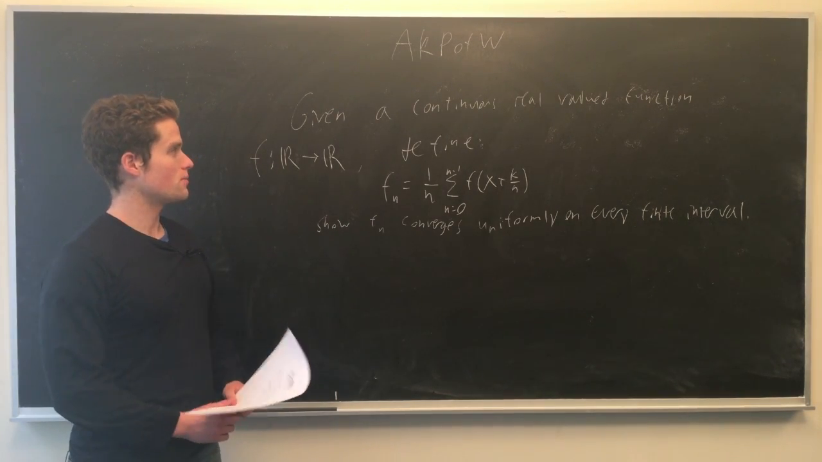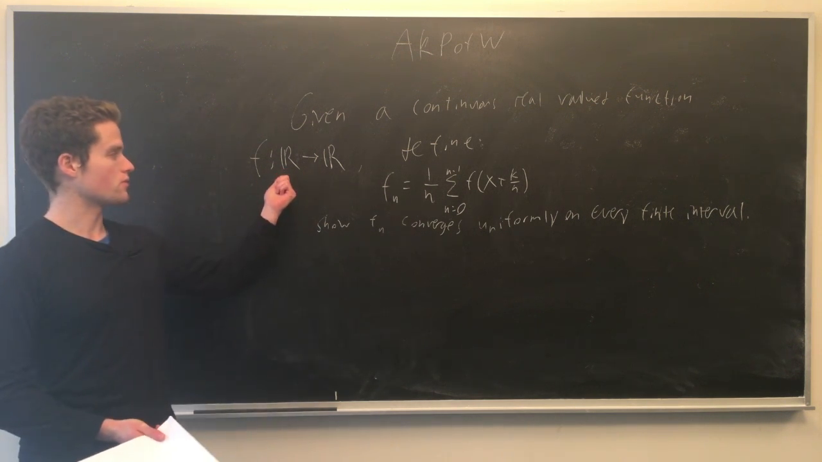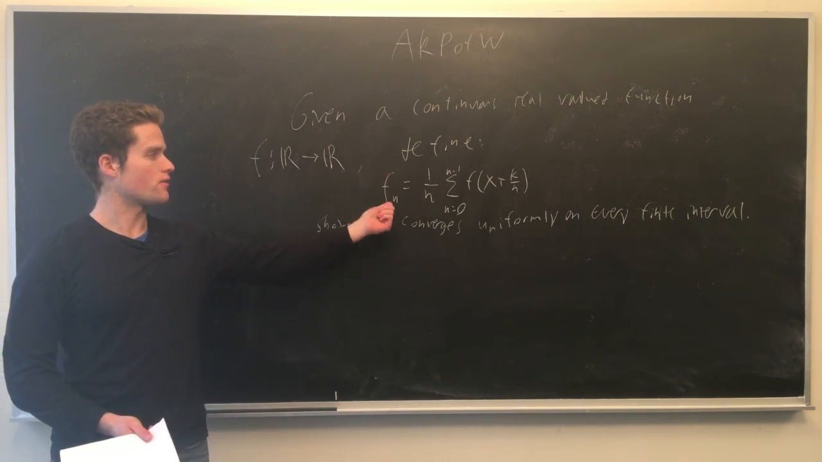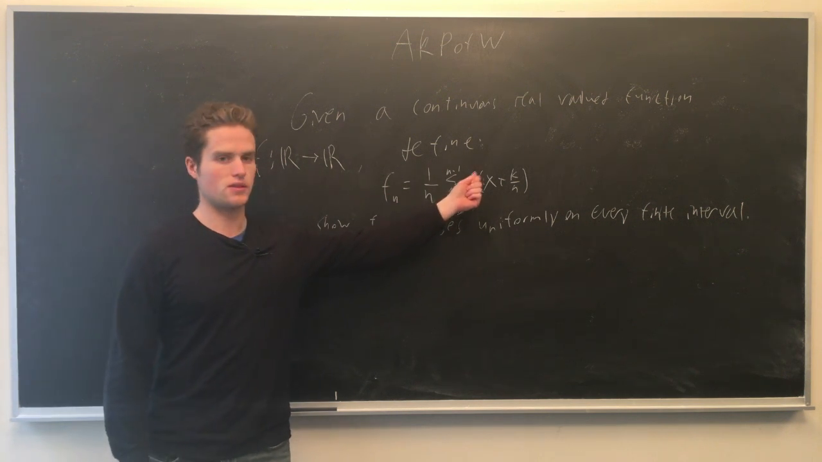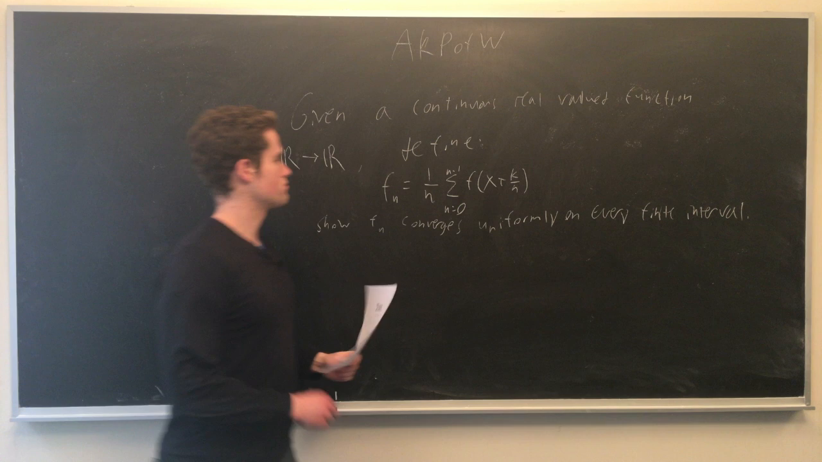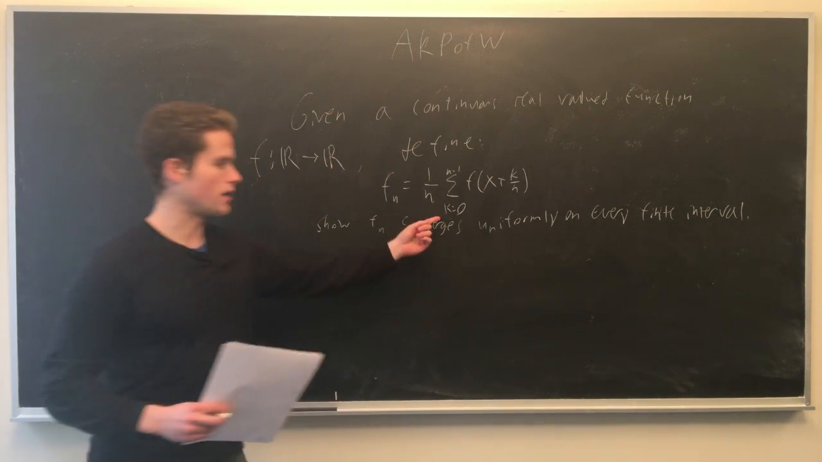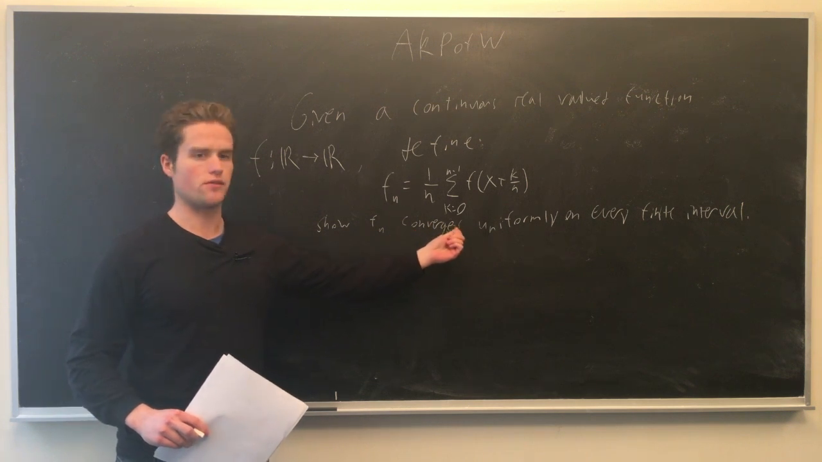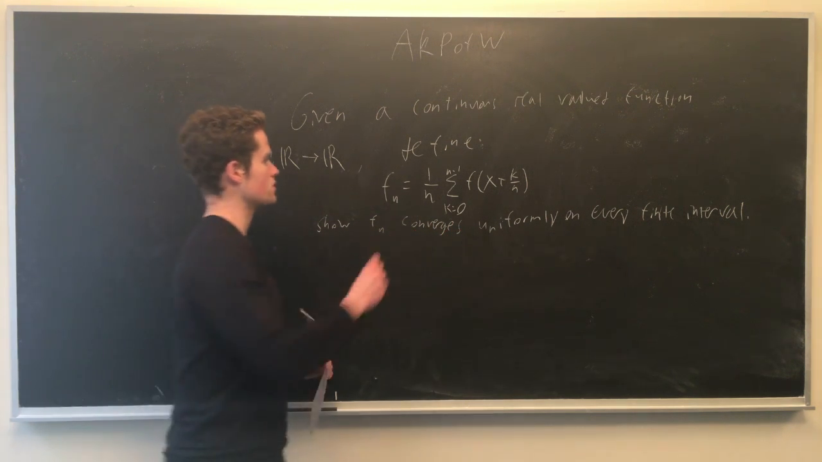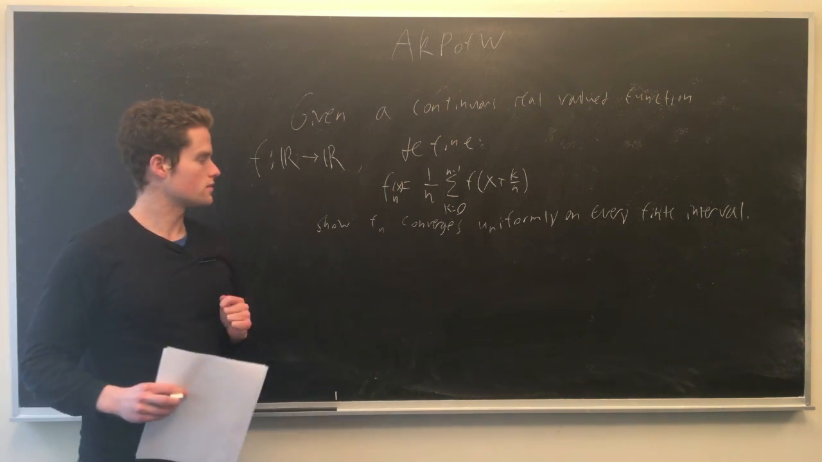For this week's problem, we're given a continuous real-valued function f going from the reals to the reals, and we define f_n(x) equals 1 over n times the sum from k equals 0 to n minus 1 of f of x plus k over n. And we want to show f_n converges uniformly on every finite interval. f_n is a function of x.